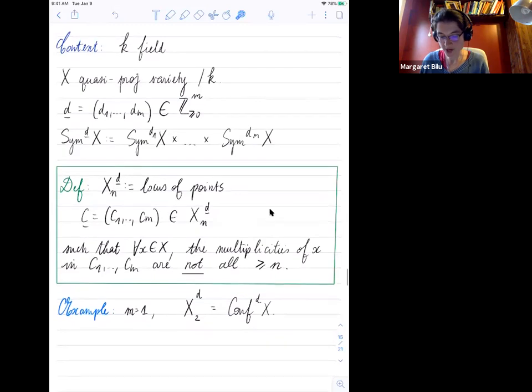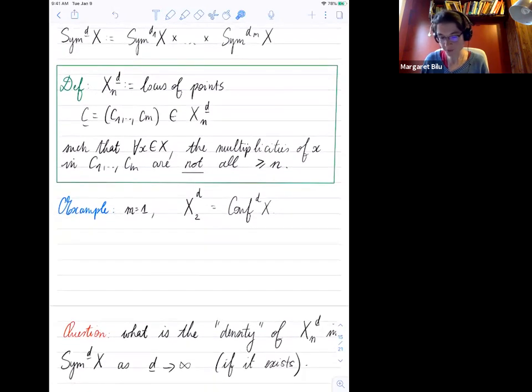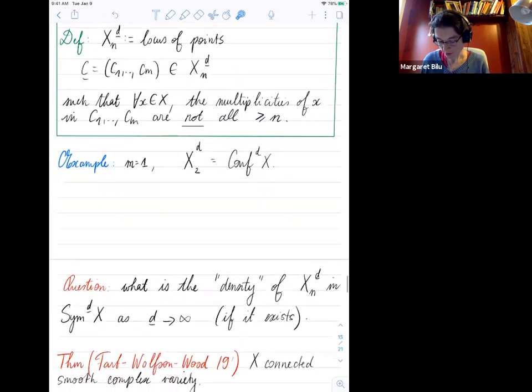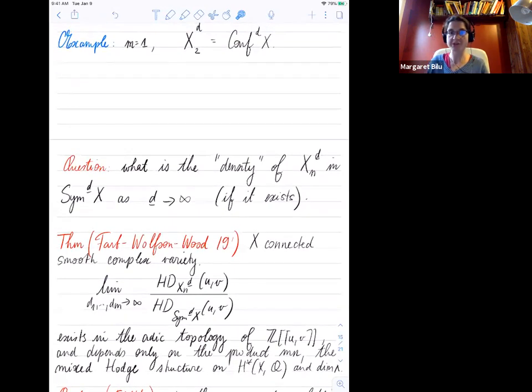Okay, so this is the context. And so a natural question, whatever that means, is what is the density of this space X and D inside the space that it contains, Sym D X? There's one result that I want to state in this direction. It's due to Farb, Wolfson, and Wood.